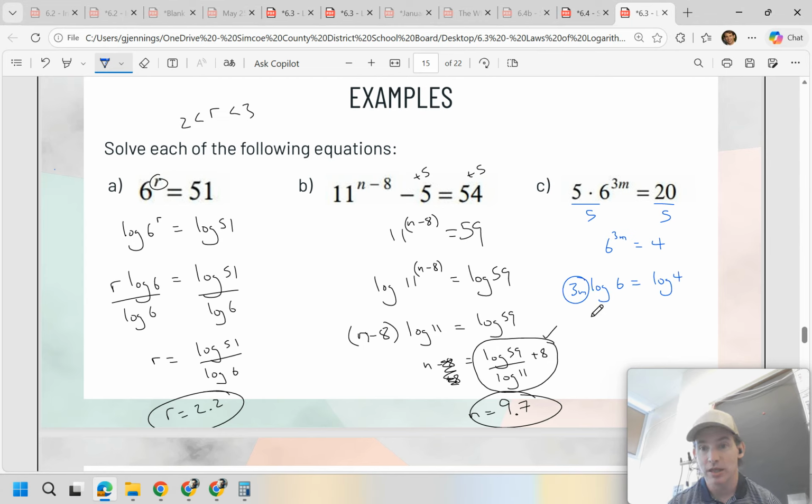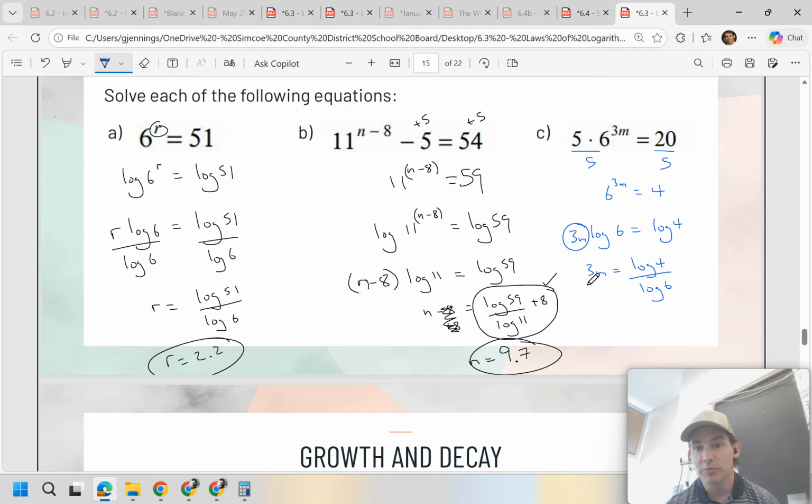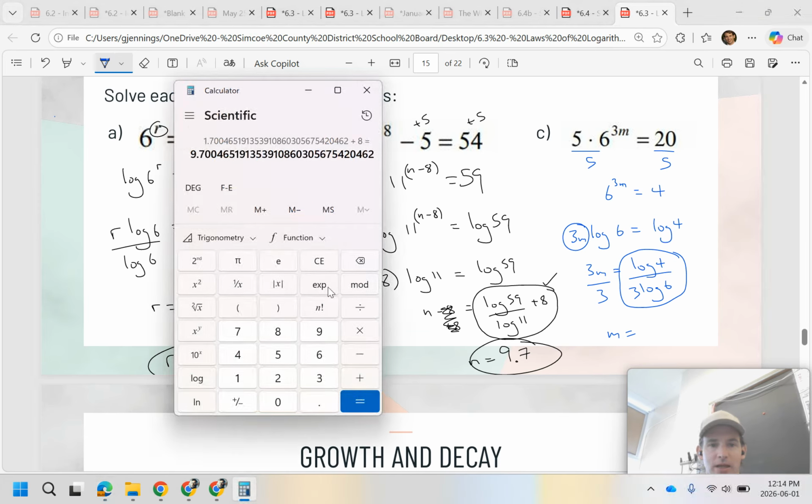So that is to say 3m is equal to log 4 divided by log 6, but we can do one better. We can divide both sides by 3 as well. Okay, just multiply by 3 in the denominator on both sides. So that m is equal to this. That is our exact value of m. And you would punch it thusly. Take the log of 4, divide it by 3, and that's that.